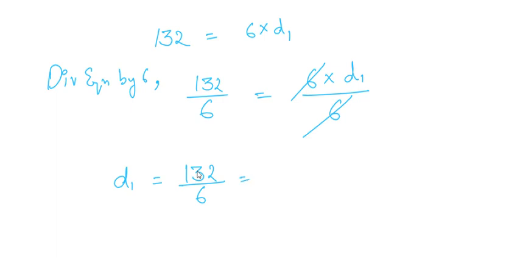So can you solve it? Can you tell me what you are getting? Yeah, it's 22 centimeters. So my other diagonal is of the measure 22 centimeters. So this is how you use the area of a rhombus for solving problems. Okay.